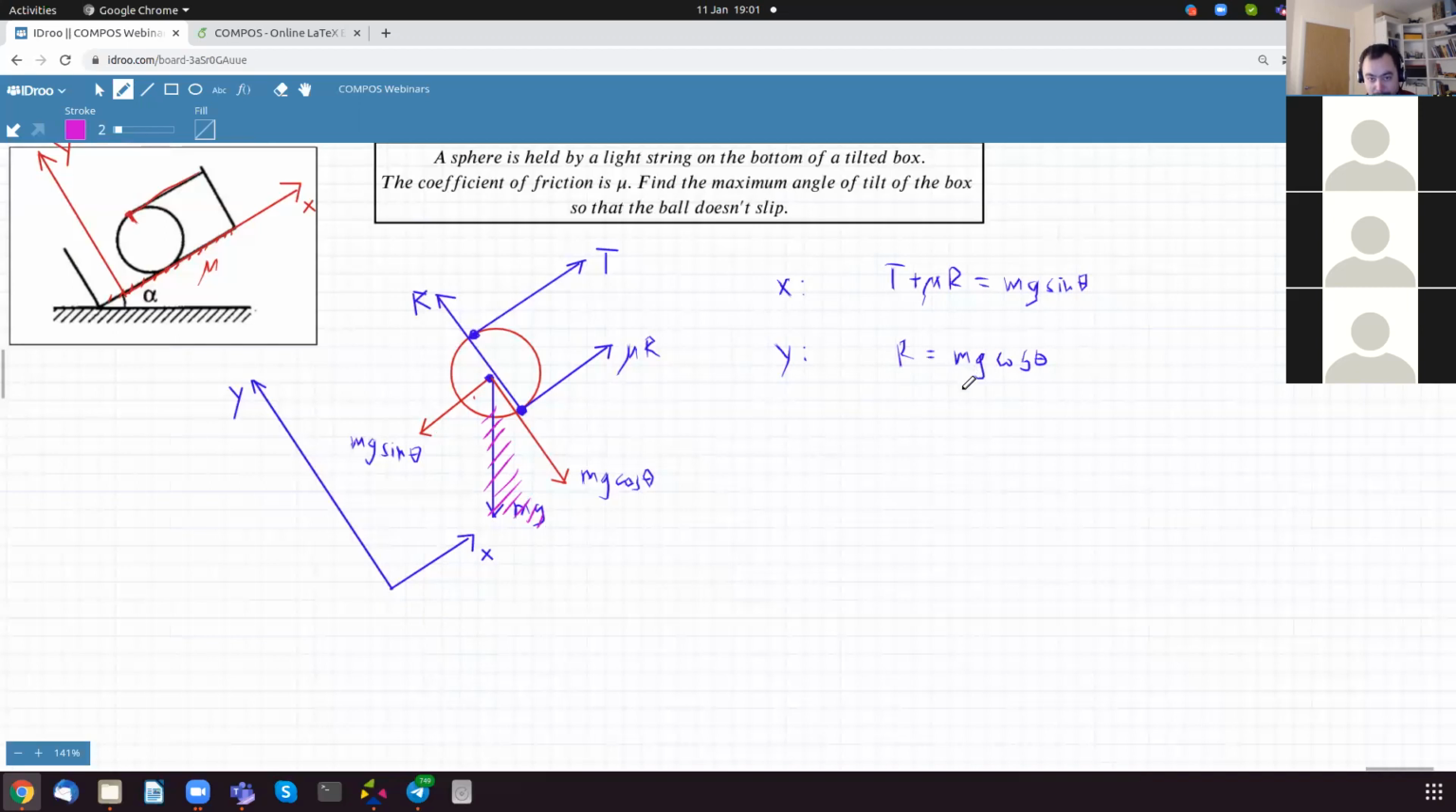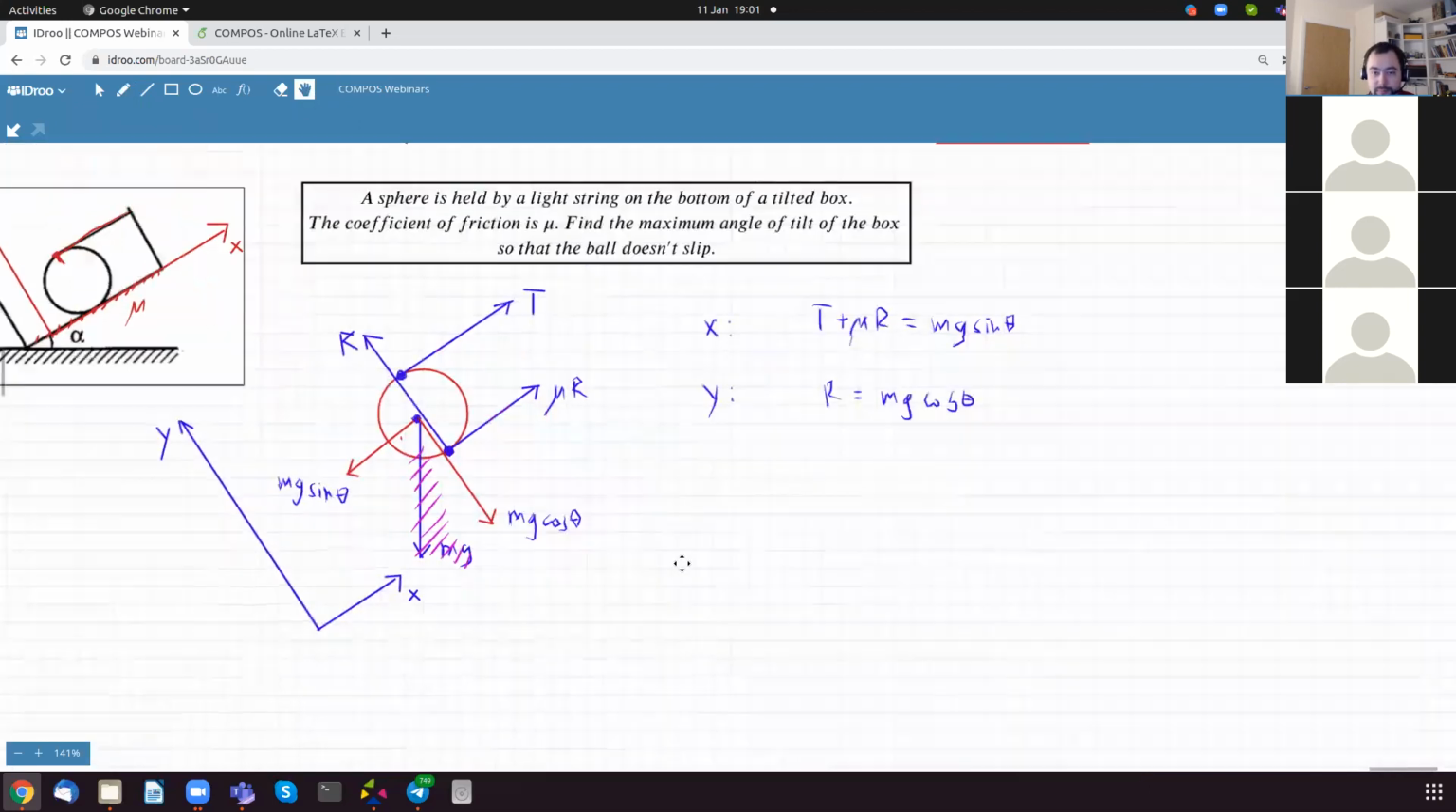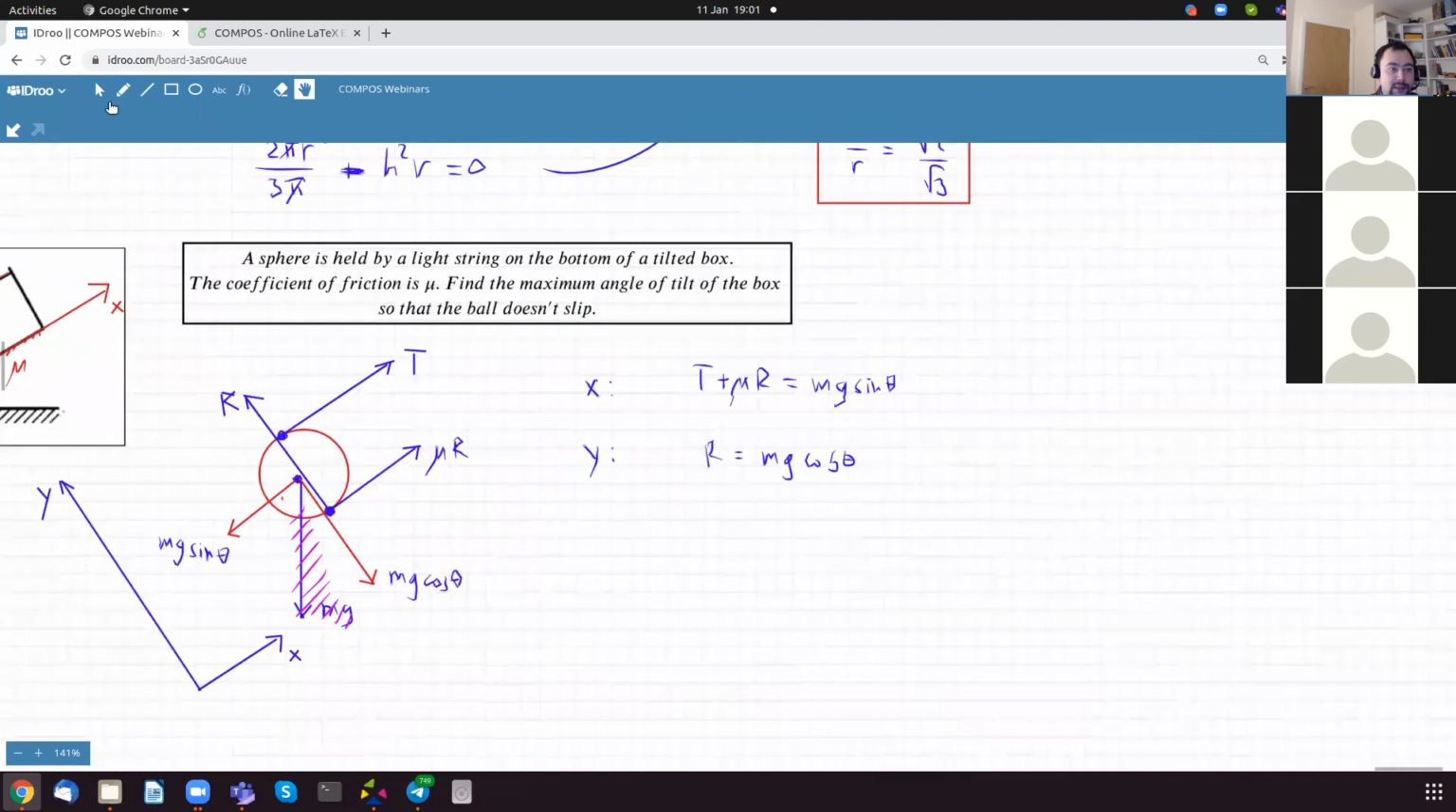Now, is there a problem here? Well, there is. Let's see what the problem is. Let's count the variables that we class as unknown. We only know mu, however, we have T, R, and theta that are unknown.